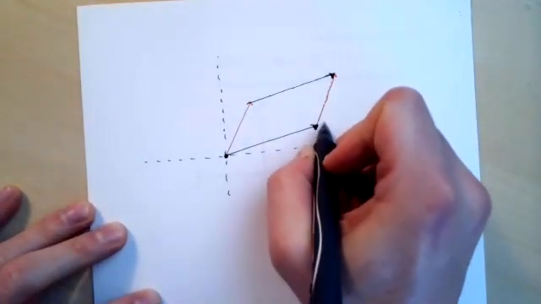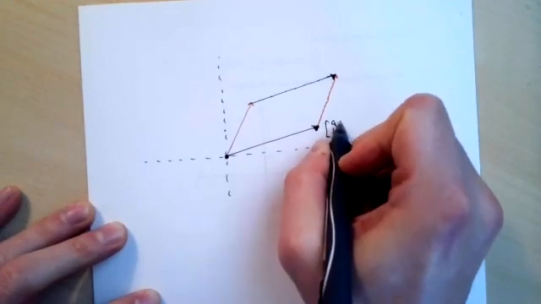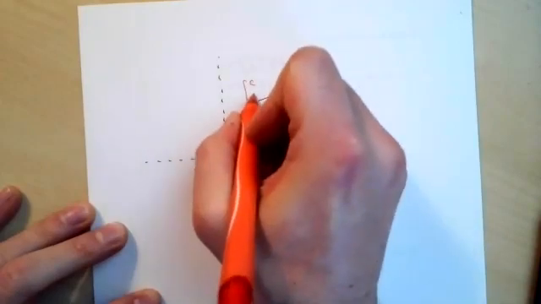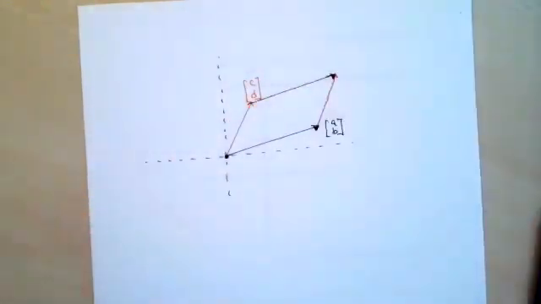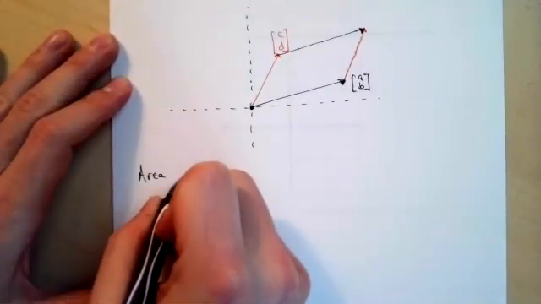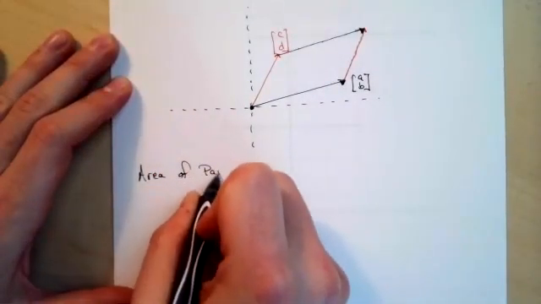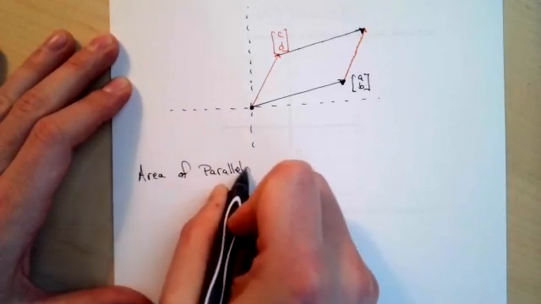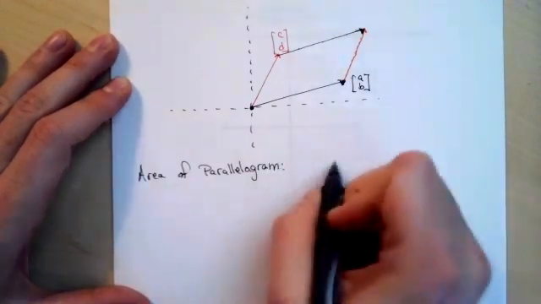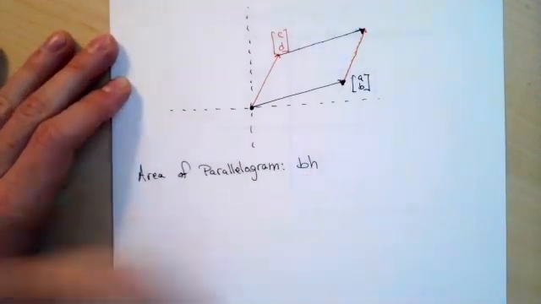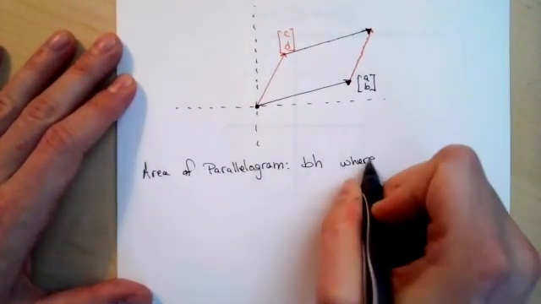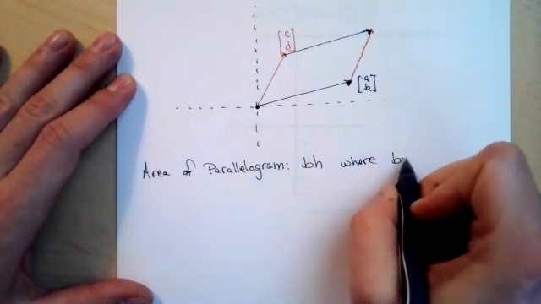So this vector, let's put it in a column vector, has coordinates a, b. And then our orange one has c, d. Now, what is the area of a parallelogram? Well, base times height, where we can choose base as any side.